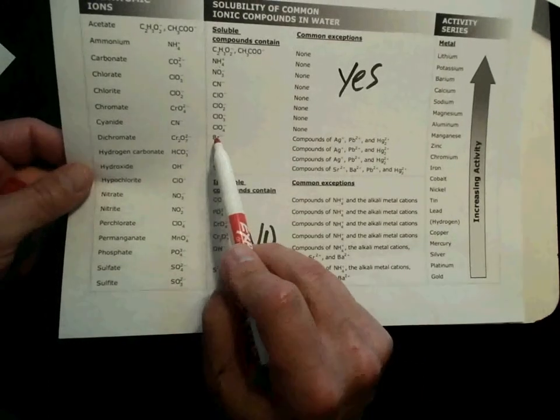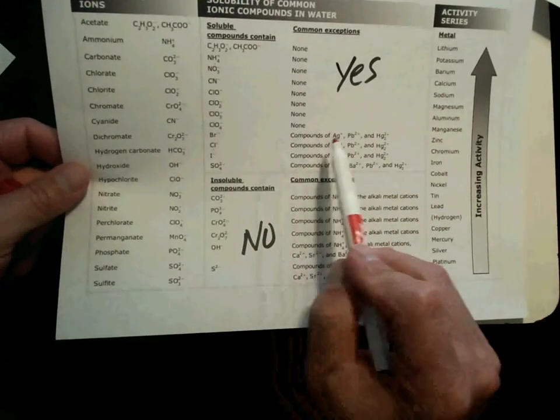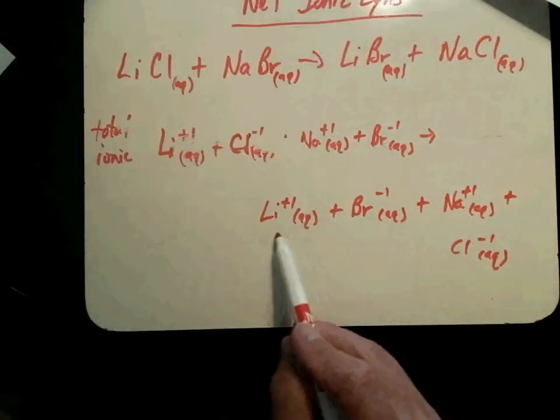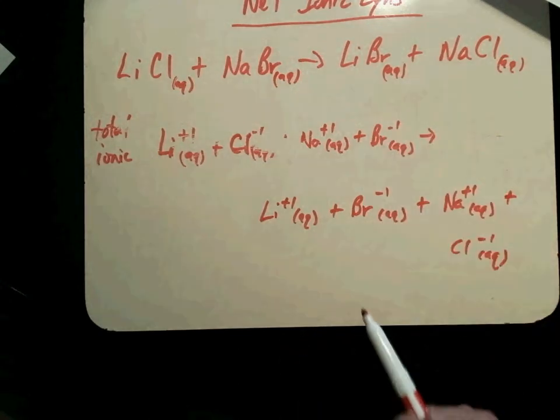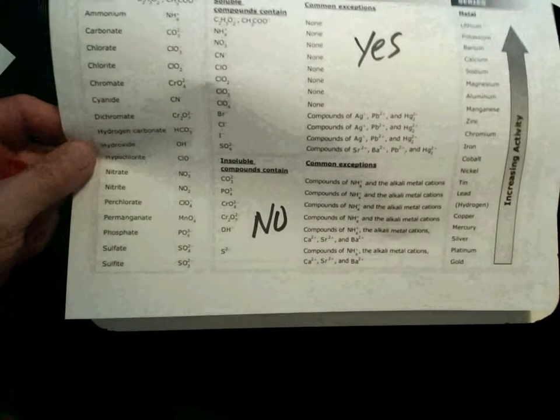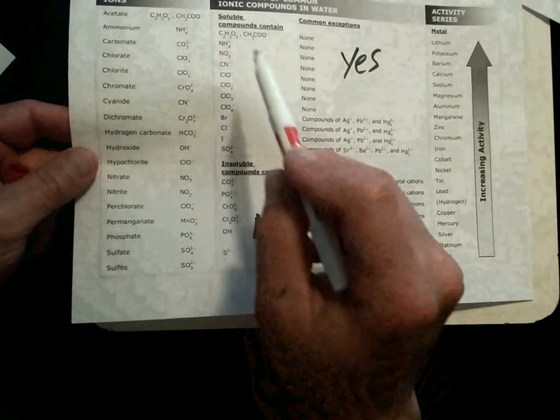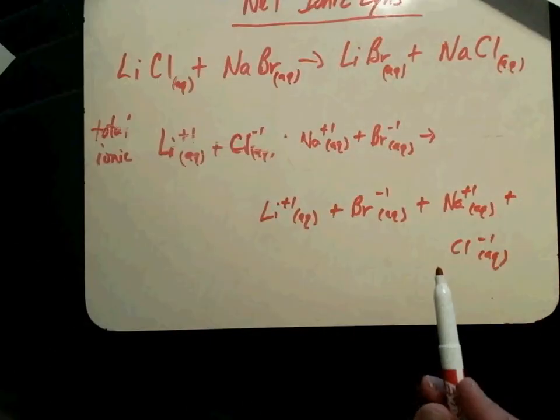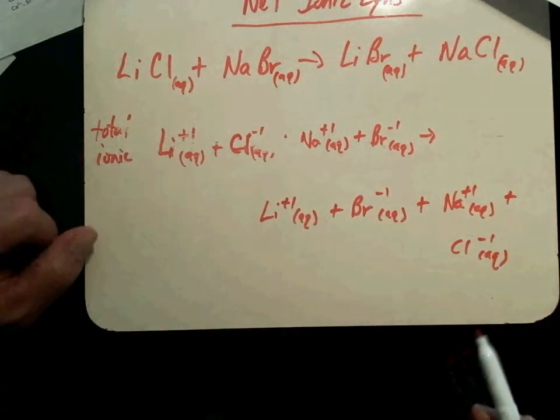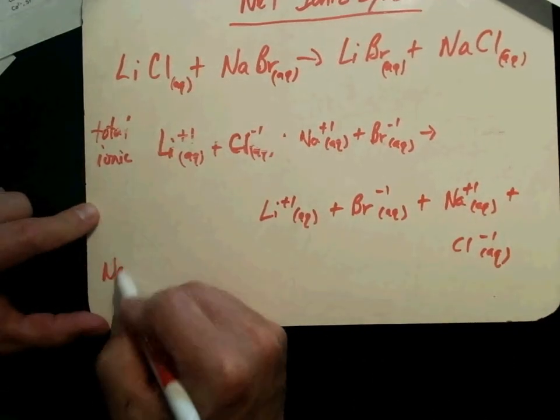What did I make on the other side? Lithium bromide. All bromides dissolve. Is lithium one of the exceptions? Nope, it's not, so it breaks apart. It's aqueous. And sodium chloride. So I have chloride right there. All dissolve in water. It's not one of the exceptions. So it's aqueous, aqueous all the way through.